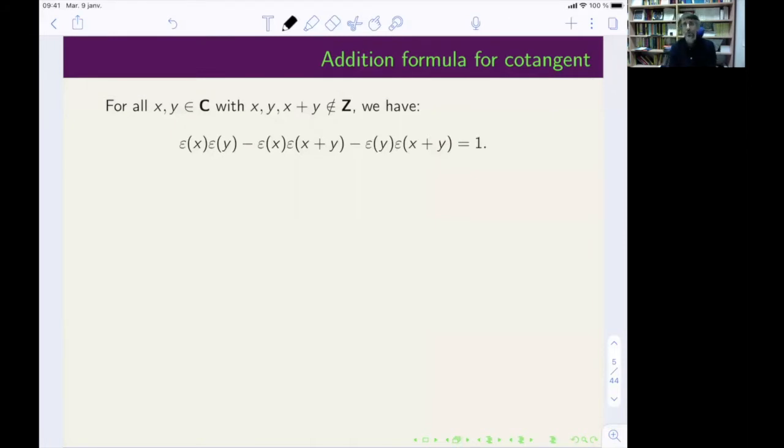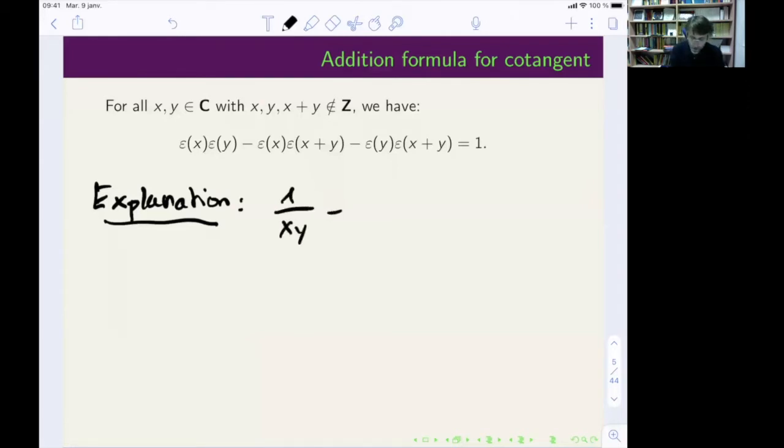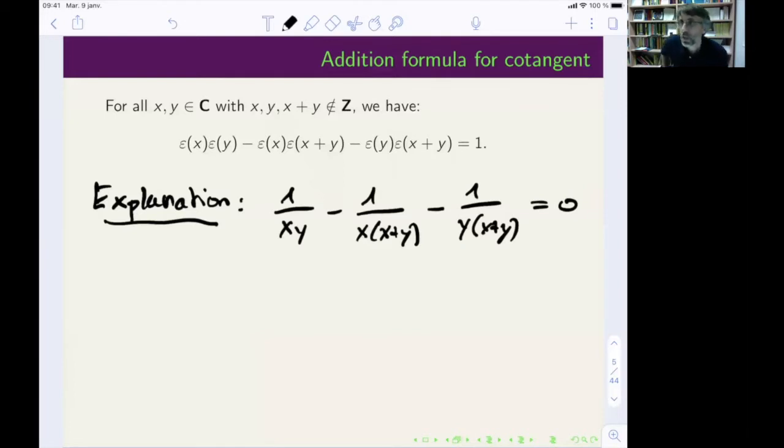And the way he proved that, I won't give the full proof, but I recommend reading either Eisenstein, if you can read German, or Weil's book, which essentially copies the proof by Eisenstein. The explanation comes from the analog of this before taking summation. The analog of this formula before taking summation is just that 1 over xy minus 1 over x times x plus y minus 1 over y times x plus y is equal to 0, which is quite easy to check by yourself.